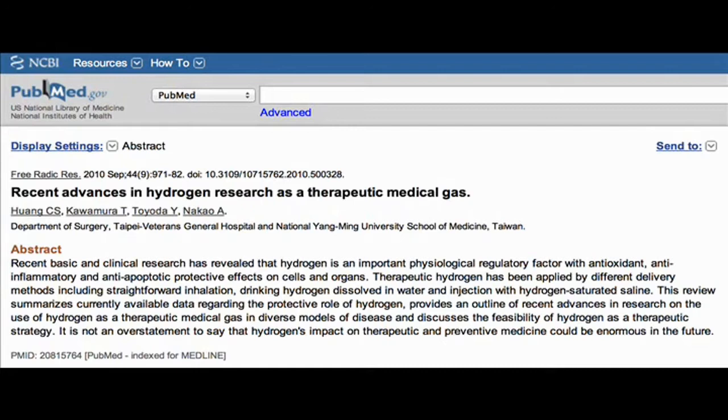showing that hydrogen gas can also effectively upregulate the body's own antioxidant systems, such as superoxide dismutase, glutathione peroxidase, and catalase. It is no wonder that remarkable therapeutic effects have been observed in a wide range of diseases.